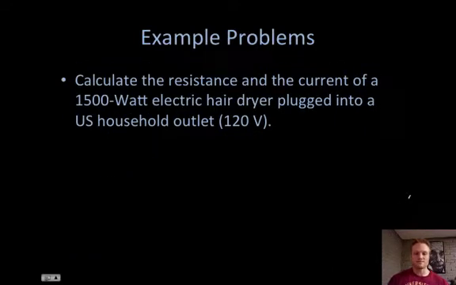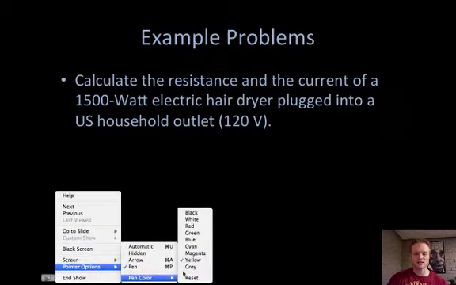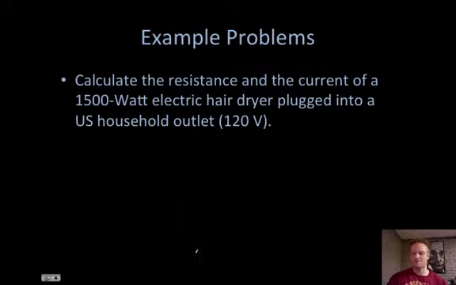Let's take a look at another problem. Calculate the resistance and the current of a 1500 watt electric hair dryer plugged into a US household outlet of 120 volts. Let me just grab a different pen color just to make things interesting. Let's go with magenta. So again, what do I know? I know the power of this is 1500 watts, and the voltage is 120 volts, and I'm wondering what the current is and what the resistance is.